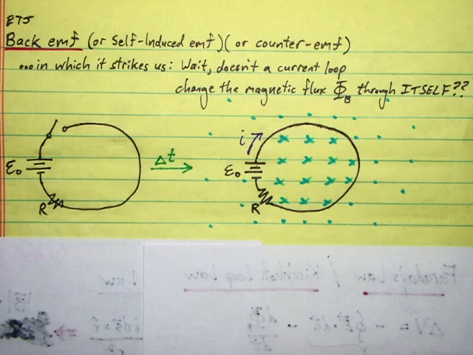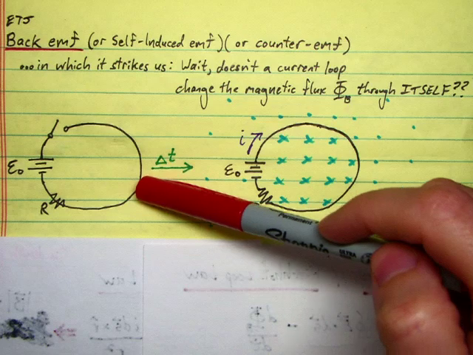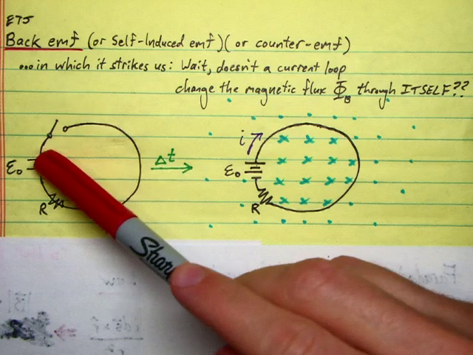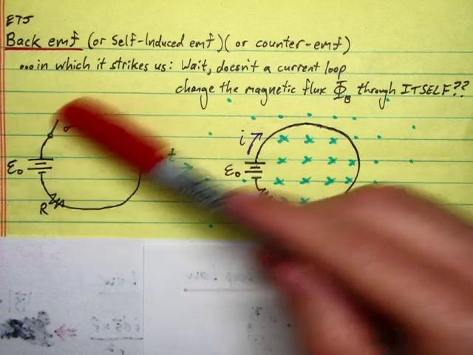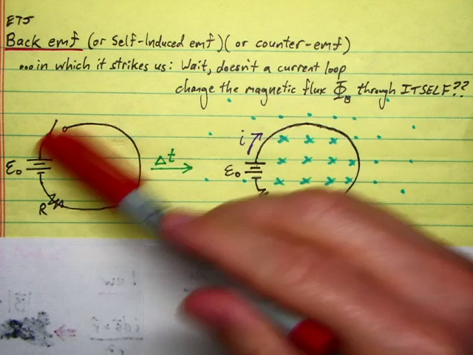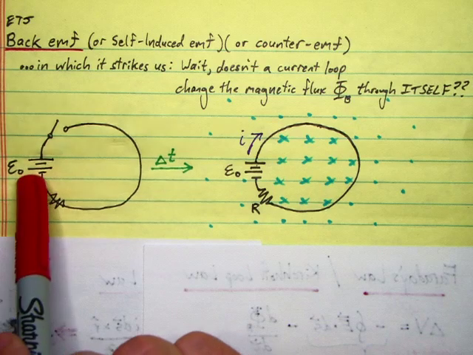So far, we've considered a loop in an external magnetic field and how a changing external magnetic field causes a changing flux through the loop, which induces a current in the loop. But what if there is no external field? What if there's just the loop with its own power supply?